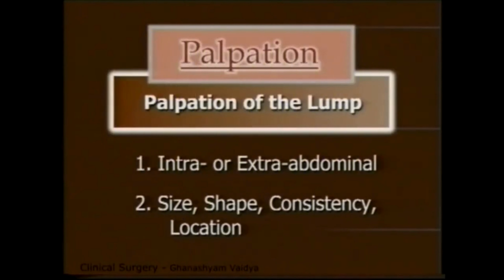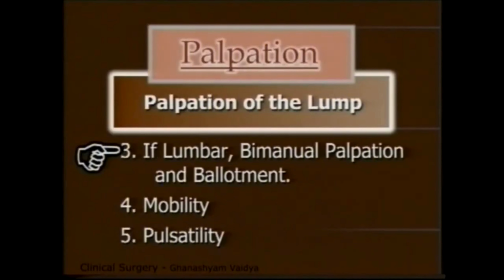On palpating the lump, first determine whether the lump is intra-abdominal or extra-abdominal. Then note the size, shape, consistency and the exact location of the lump. If it is in the lumbar region, do bimanual palpation and test ballottement. And lastly, test for mobility and pulsatility.